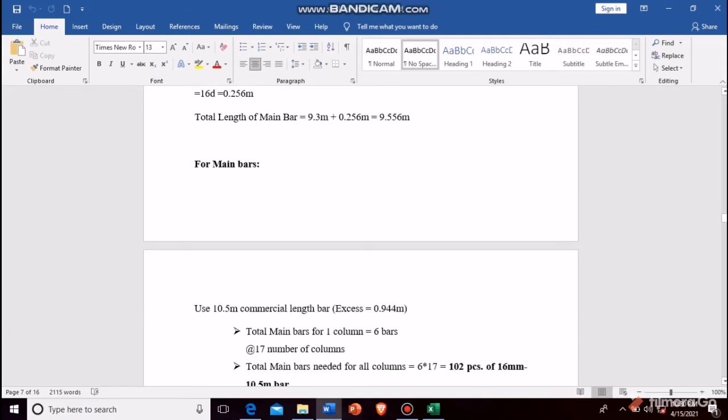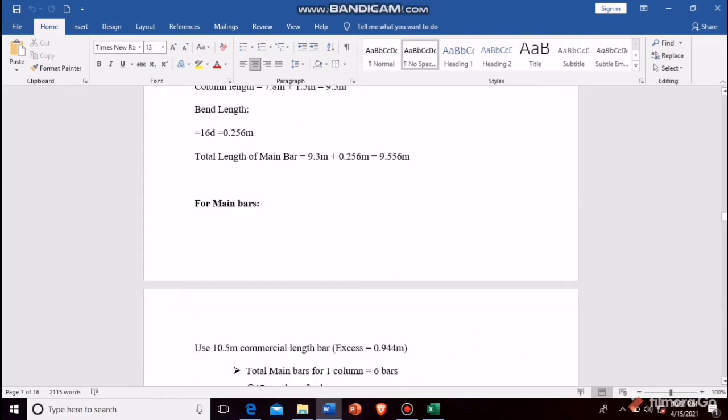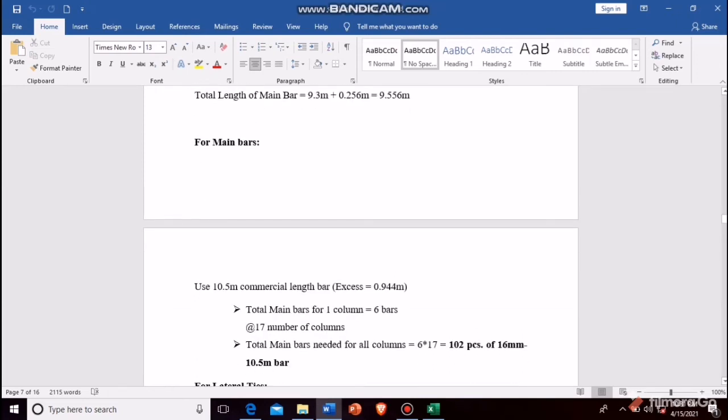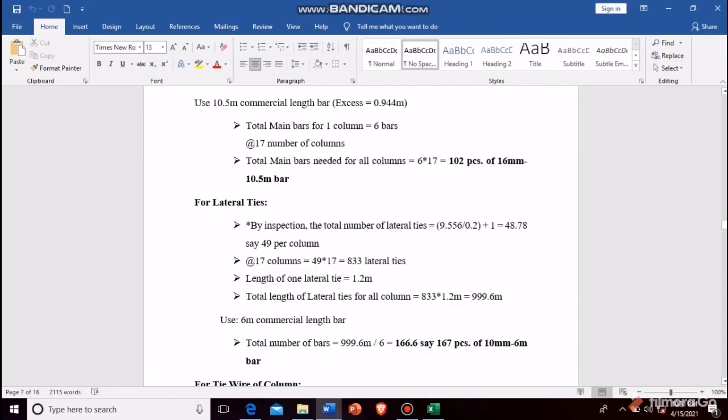For main bars, use 10.5 meter bar so there is little excess. The excess is 0.944 meter. For total main bars for one column, there are 6 bars, at 17 columns. So total main bars needed for all columns is 6 times 17, that is equal to 102 pieces of 16 millimeter, 10.5 meter bar.